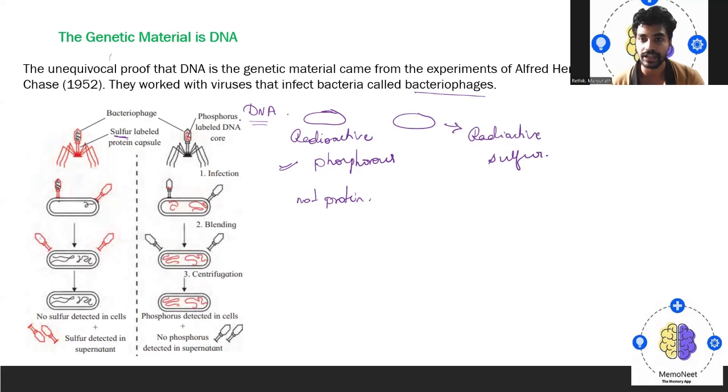Similarly, the virus grown on radioactive sulfur contained radioactive protein, but not radioactive DNA, because DNA does not contain sulfur. So DNA cannot be labeled by sulfur, and protein cannot be labeled by phosphorus. So this was clear now.